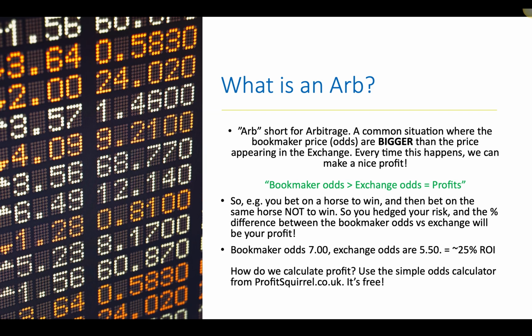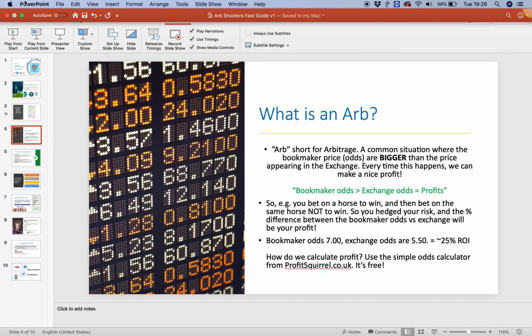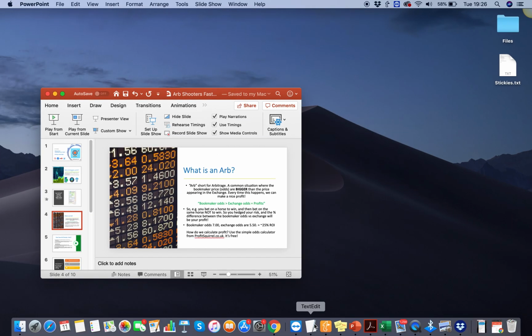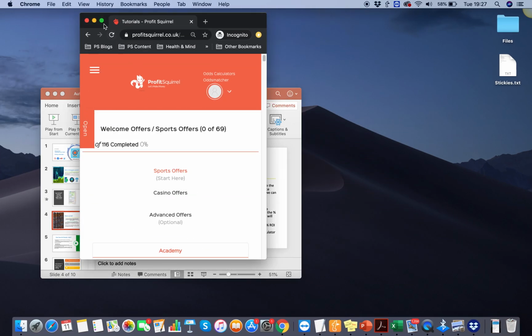So a quick example is, say for example you bet on a horse called Hungry Hippo with Bet365, the odds are 7.0, and then you also see odds on Hungry Hippo not to win at 5.5, which gives you an estimate ROI of 25%. How do we calculate our profit? Well, that's simple. We go ahead and use Profit Squirrel's calculator. I've already got an account open up here.